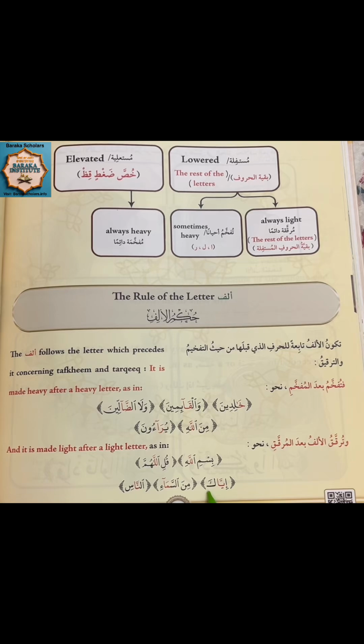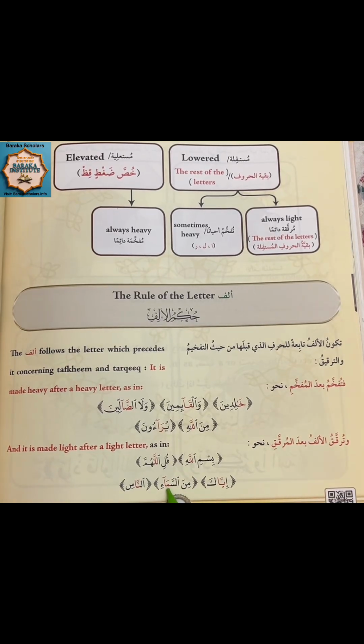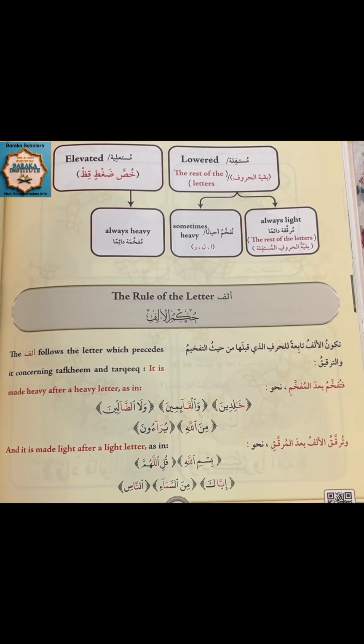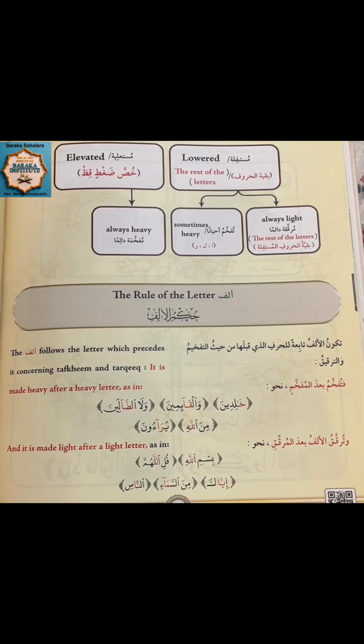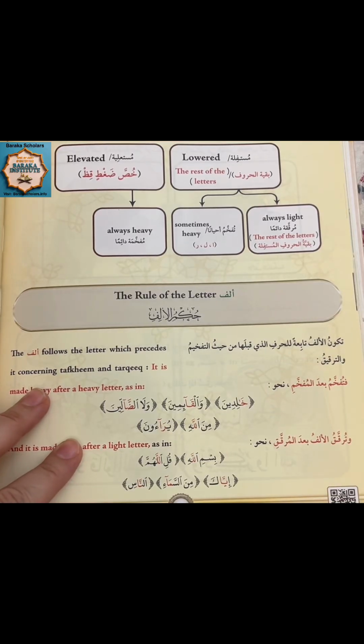إياك, like in Surah Al-Fatiha. إياك نعبد. من السماء. See, alif here is preceded by meme, which is light, so it's going to be light. Noon here in the word الناس is coming before the alif. Noon is always light, so alif always after is going to be light. I hope inshallah that helped you a little.